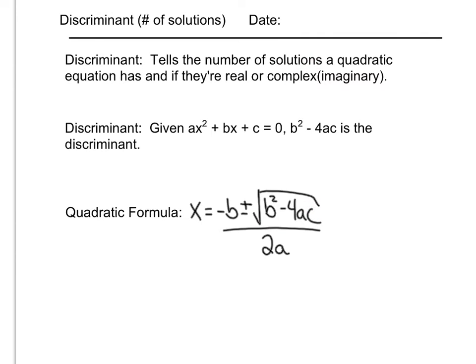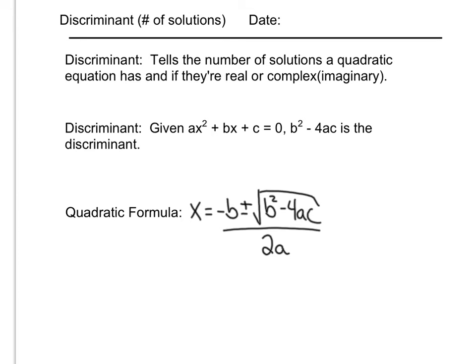Well, we just looked at 3 examples. In the first example, the number under the radical was a positive, non-zero number. That gave us 2 real solutions. The second example we looked at, the number under the radical was a negative number. That gave us 2 imaginary solutions. In the third example, the number under the radical, or the discriminant, was 0. That gave us 1 real solution. That is what we're going to use, those 3 concepts, to determine the discriminant.